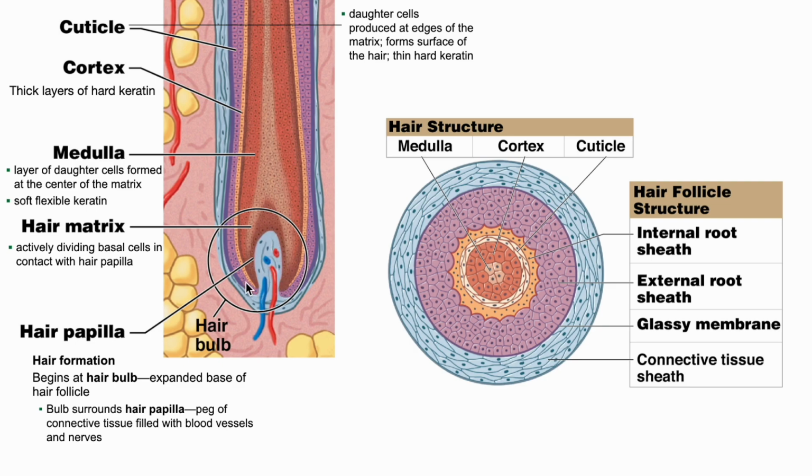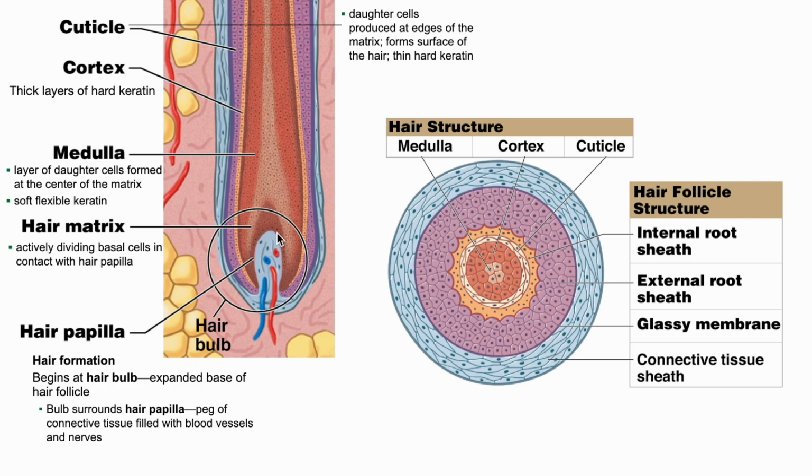This is where hair formation is going to begin right here in the hair bulb, which is this bottom area here. So that's the expanded base of the hair follicle. And that's going to surround this hair papilla where we have that really great vasculature. These are going to be actively dividing cells, and we're probably going to find some melanocytes in there as well. And the melanocytes, of course, are going to lend melanin to the hair, giving it its color.